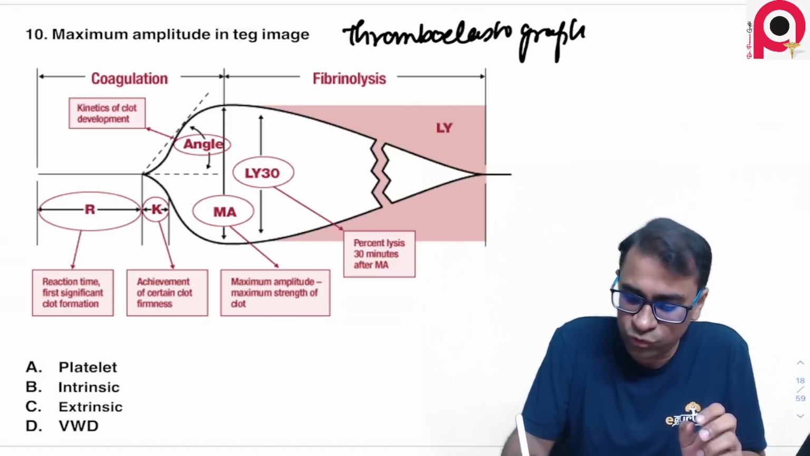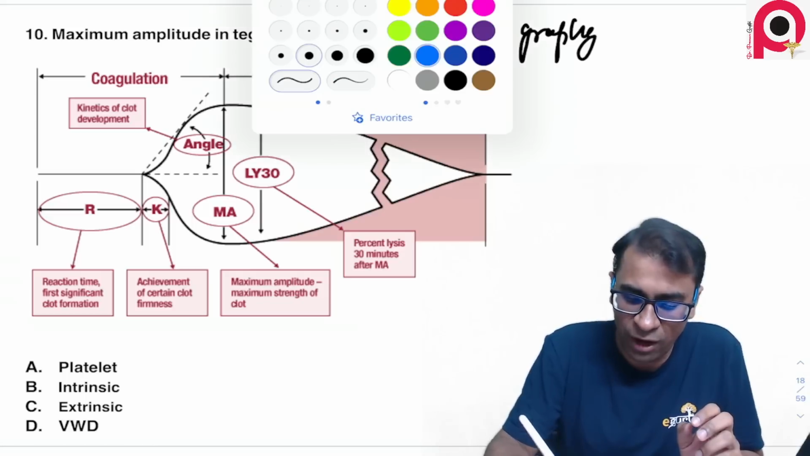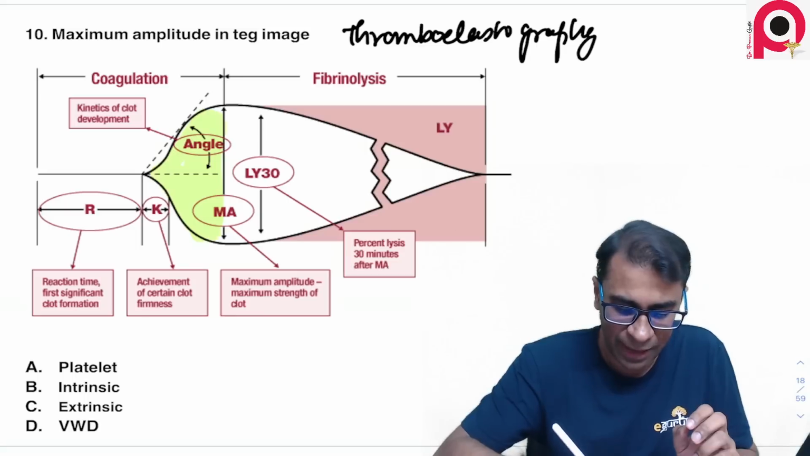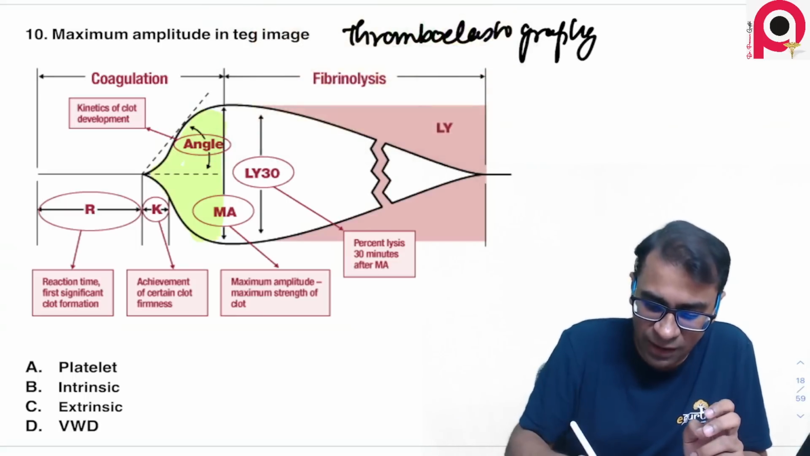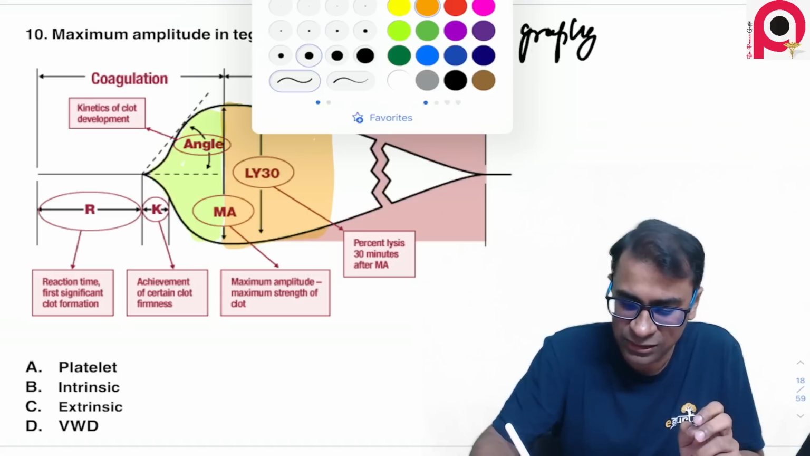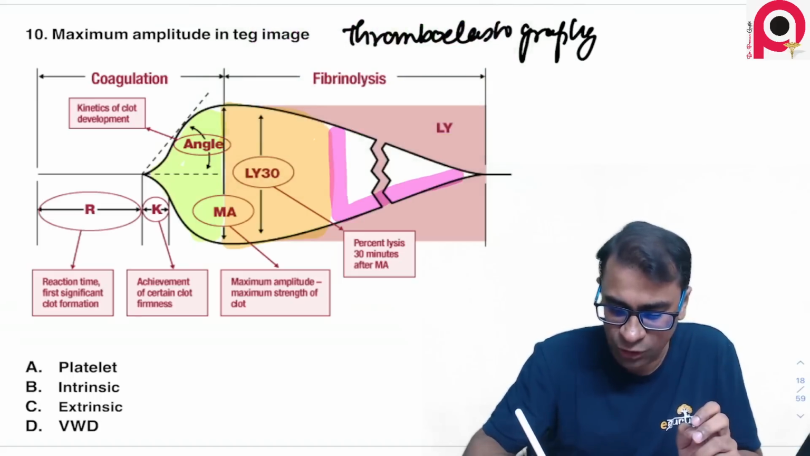Thromboelastography. Now in thromboelastography, I think all of you who have done my classes, I always mark this point as the primary plug. Remember? Primary plug. And then I mark this part as the secondary plug. And then I talk about this last part as clot lysis.